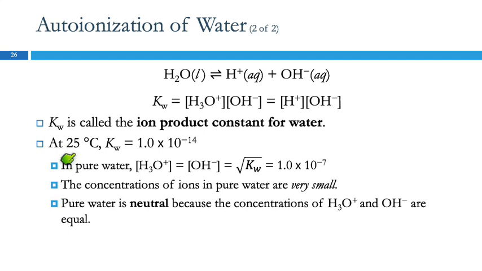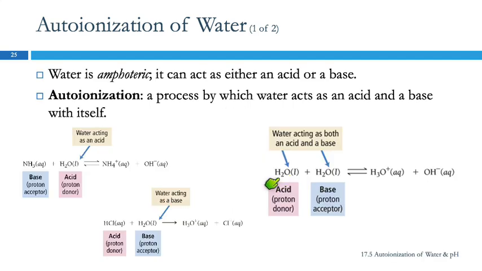So at 25 degrees Celsius, that equilibrium constant is 1 times 10 to the minus 14. It's pretty small. There's not a lot of hydrogen ion and hydroxide ion in the water. It's almost all water molecules. If we look at it this way, we have two water molecules and one acts as an acid and one acts as a base, then we're going to get hydronium and hydroxide. We're going to get equal numbers of these, right? It's always going to be equal because it came from the water.